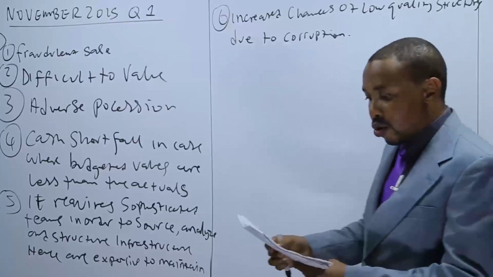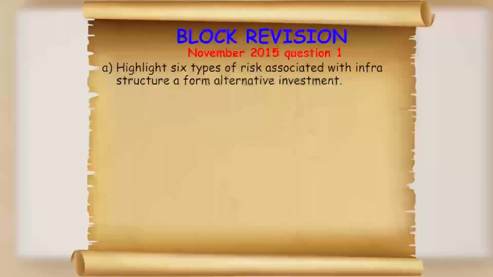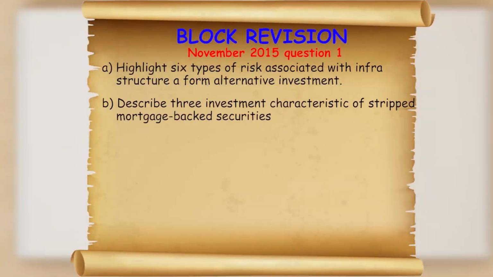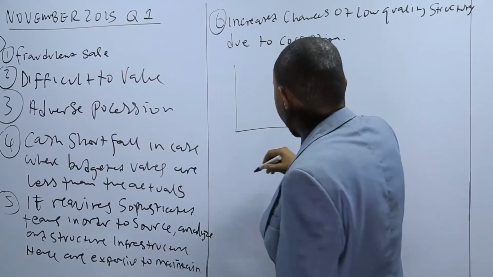And we move on to part B of the question. We are being asked to describe 3 investment characteristics of stripped mortgage-backed securities. Now, stripped mortgage-backed securities can be explained in the form of this kind of graph right over here.